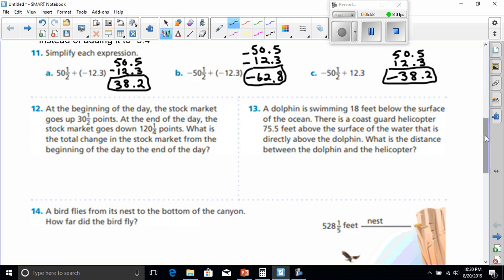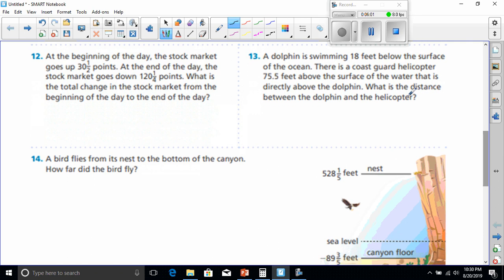All right, let's hop on down to number 13. A dolphin swimming 18 feet below the surface of the ocean. Let's just pretend this is the ocean. And he's way down here at 18 feet. There is a Coast Guard helicopter 75.5 feet above the surface of the water that is directly above the dolphin. So he's way up here at 75.5 feet. And they're saying, what is the distance between them?